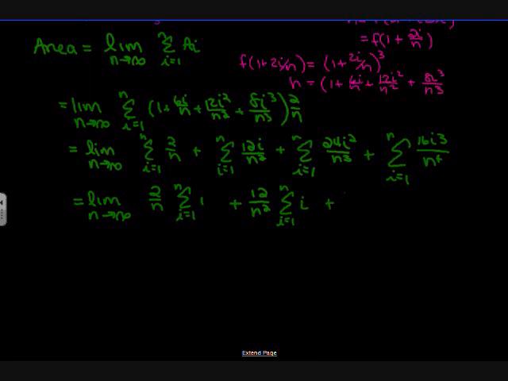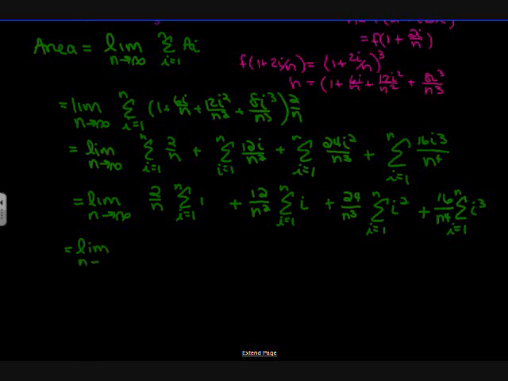Plus the next one, I can pull out the 24 over n cubed times the sum of i squared. And then my last one, I can pull out the 16 over n to the fourth times the sum of all i cubed. All right, so next I'm going to go ahead and replace each of those with the formulas for the sum of the i's.